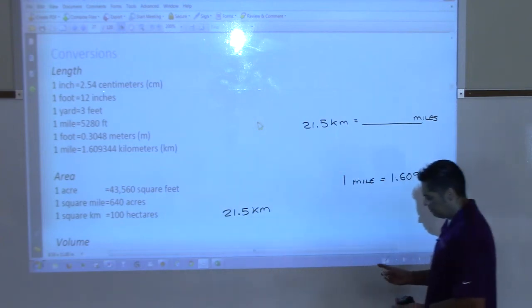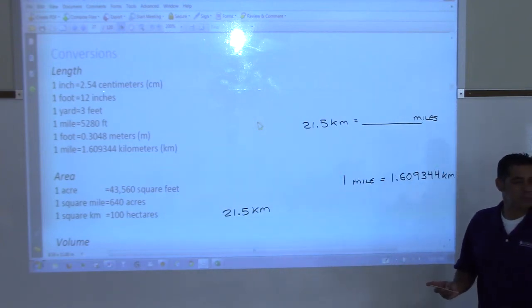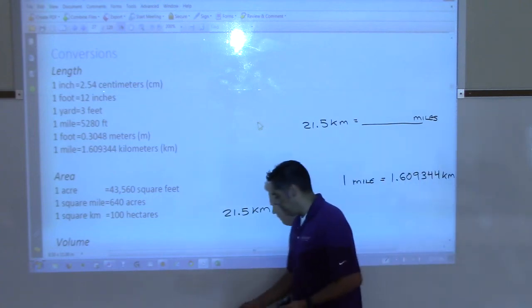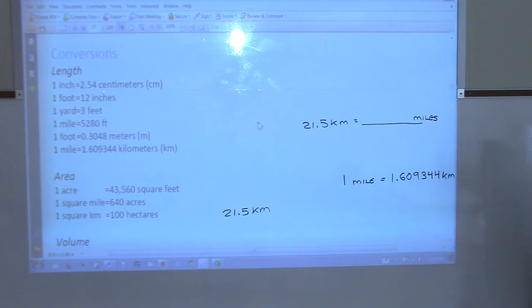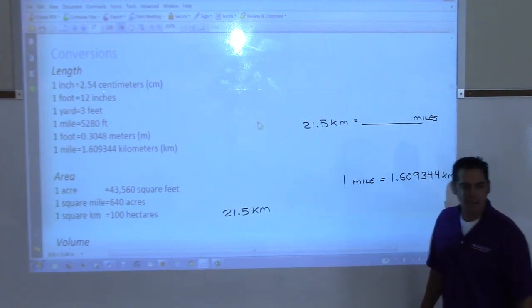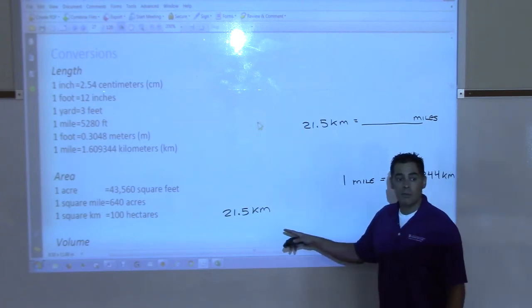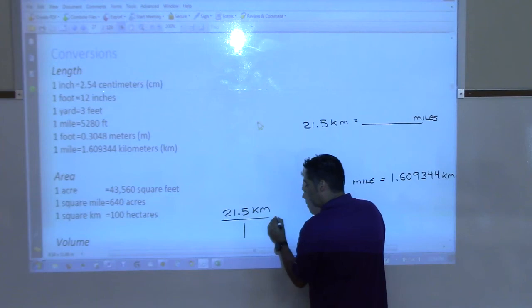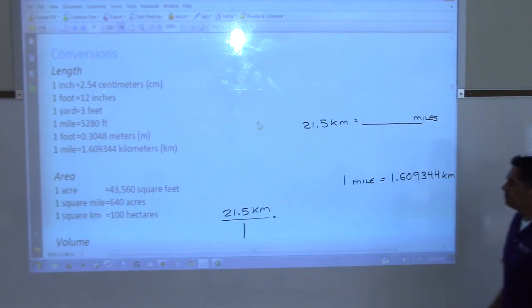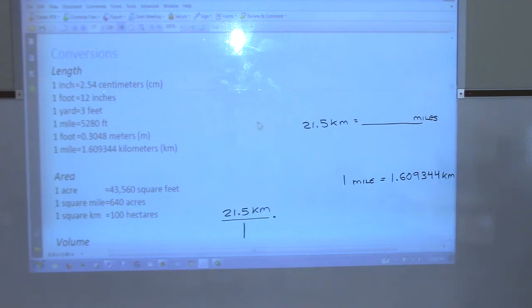Tanisha? Okay. Tanisha, I'm going to start with this, and what next? I'm putting you on the spot. Sorry about that. Over 1, right? You're going to put this over 1 and then multiply by what? So Tanisha, what are you going to use in order to get those kilometers to go away and the miles to appear?